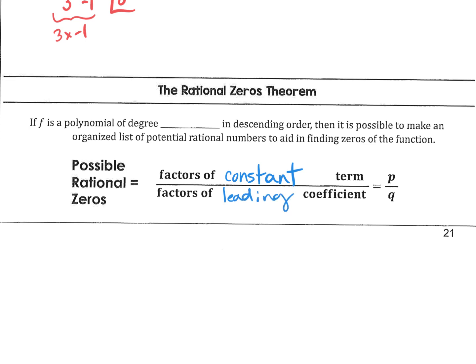And this is for anything that is greater than or equal to 1. In other words, if it's linear or beyond. The factors of the constant term are your p's. The factors of the leading coefficient are your q's. Possible factors of the entire polynomial come from a combination of those. Okay? So let's look.